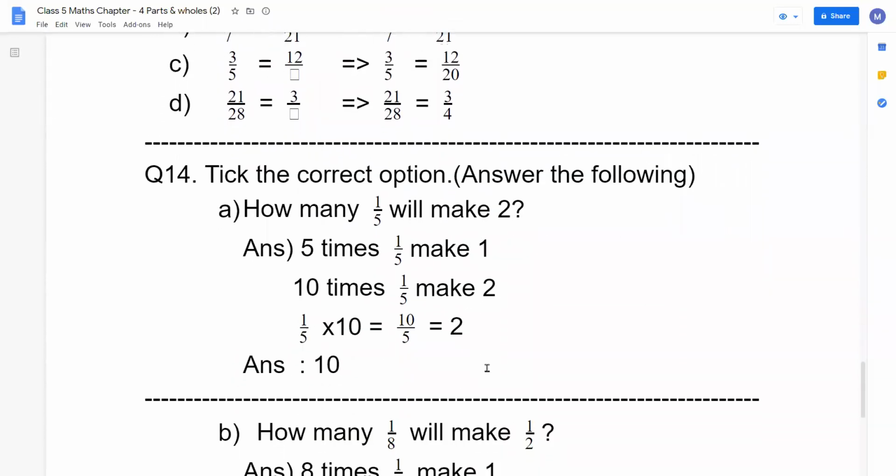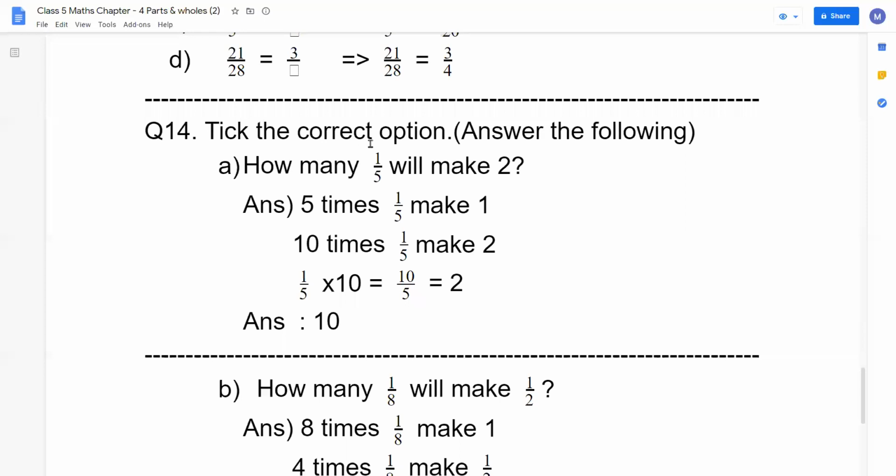Next, tick the correct option. I have written the answers as follows. In the textbook workbook, 4 options are also given, but I have solved it for you to do it easily. First one is, how many 1 by 5 will make 2?